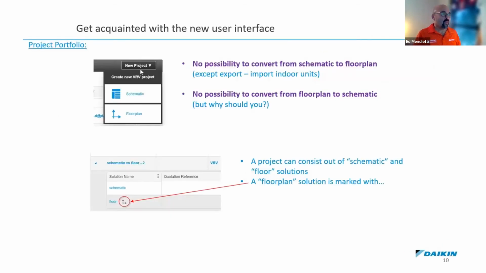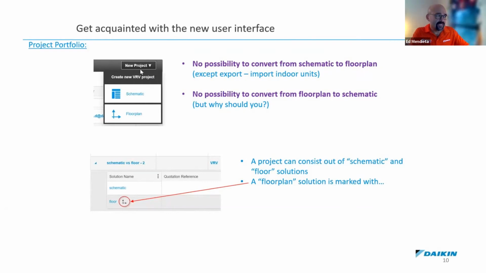To know the difference between the schematic and the floor plan, there is not the possibility of converting from schematic to floor plan. Now, you can export, for example, indoor units, and I'm not going to show you how to do that here because it's a bit detailed, but you can import that. If you picture a table, just import the table of your indoor units and it'll show up in the floor plan, so you can move those over when you're developing it. And there's no possibility to convert from floor plan to schematic.